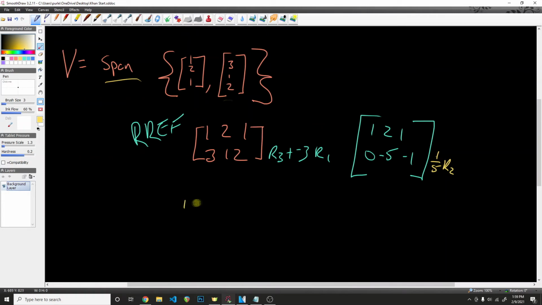So that's going to give us 1, 2, 1, 0. Let me go ahead and make this a negative, by the way. So that's going to be +1, and that should be a +1/5. And in row 1, we want to get rid of this 2. So what I'm going to do is take row 1 minus 2 of row 2.